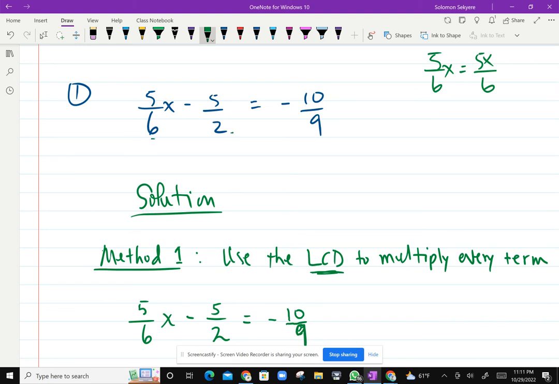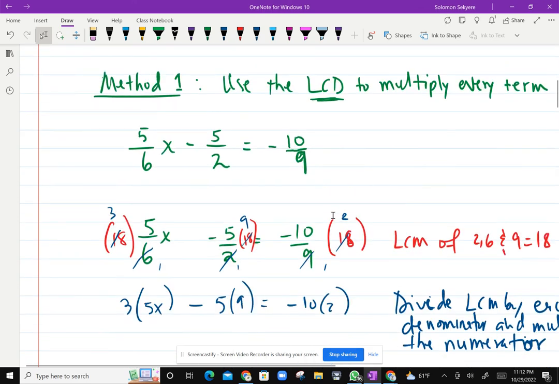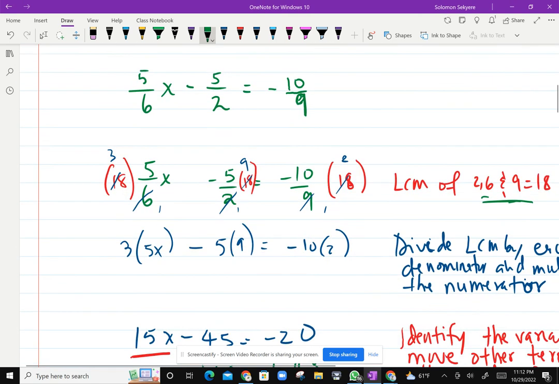Okay, so we have three terms. One, two, three. You see the negative here separates these two, and there's one term, two terms. So we're going to multiply each term by the LCM of the denominators, which is called LCD, least common denominator. Okay, so now you ask yourself, what is the least common denominator of 2, 6, and 9? That is 18. Okay, so watch.